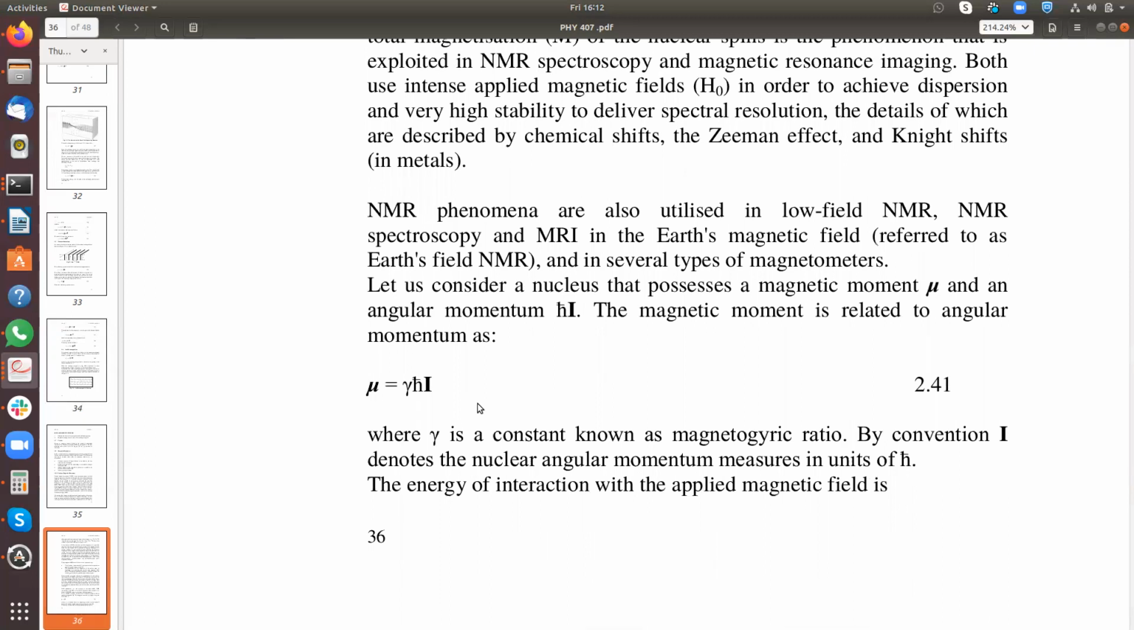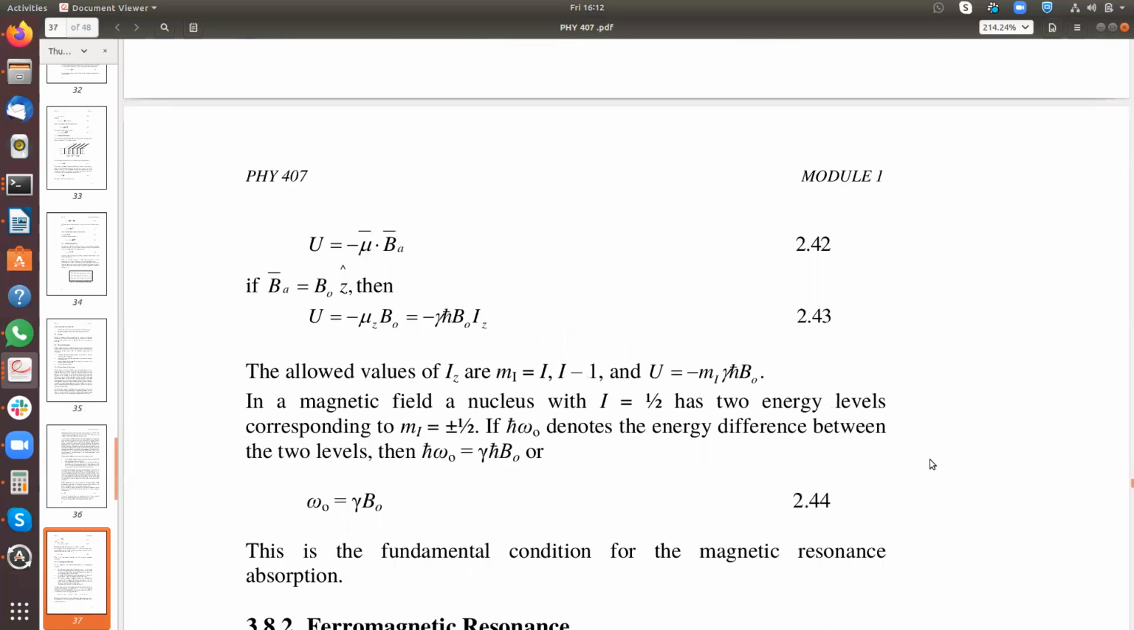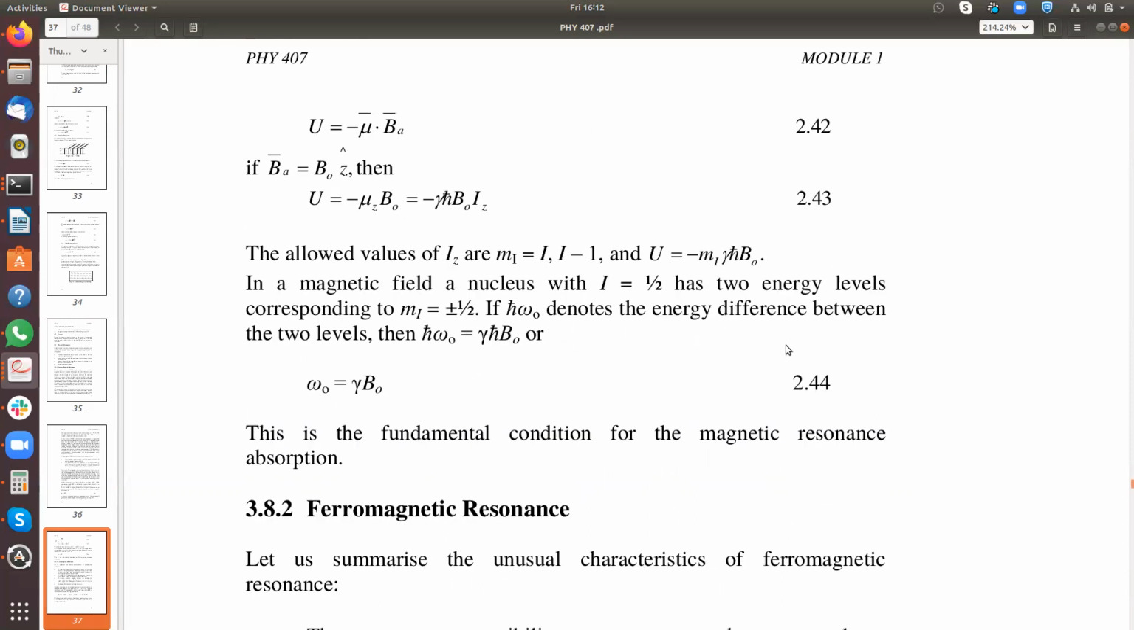The magnetic moment in this case can be computed using the formula stated in equation 2.41. Gamma is a constant known as the magnetogyric ratio. By convention, I, which you are seeing there, denotes the nuclear angular momentum measured in units of hertz. The energy of interaction with the applied magnetic field mu is given by equation 2.42. By the time you substitute this, then you have equation 2.43. Putting all these concepts together, we derive equation 2.44.